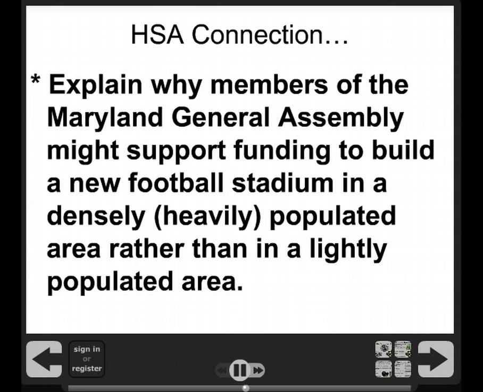So use the information we reviewed on the previous 2 slides to come up with some reasons on why the government would support building the stadium in an area that has lots of people compared to an area that doesn't have lots of people. Take your time. If you can answer this question without hesitation and with lots of details, you've probably mastered the differences between sprawl and smart growth and are ready to do well on the HSA.